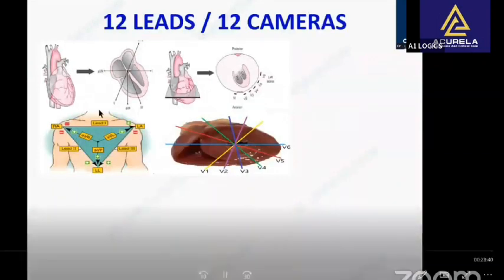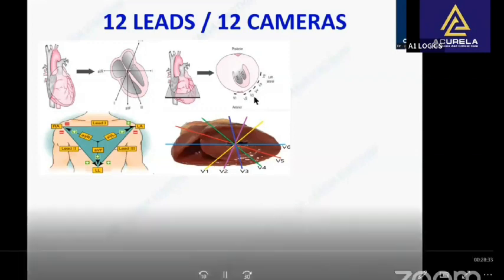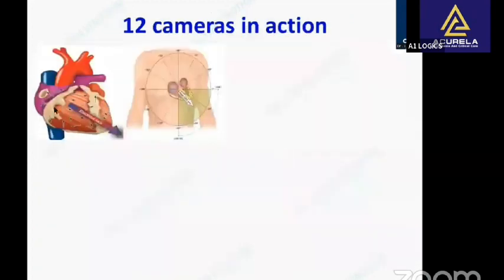The 12 leads act as 12 cameras in the ECG. The 6 limb leads view the heart in the frontal plane, and the 6 chest leads view the heart in the horizontal plane. Hence, we have a 360-degree view of the heart, and each lead in an ECG depicts specific regions. 2, 3 and AVF depict the inferior region of the heart, and 1 and AVL depict the high lateral region of the heart. V1 and V2 depict the septum, V3 and V4 the anterior wall, and V5 and V6 the lateral wall.